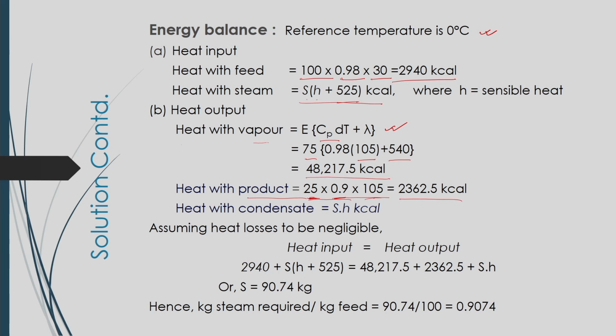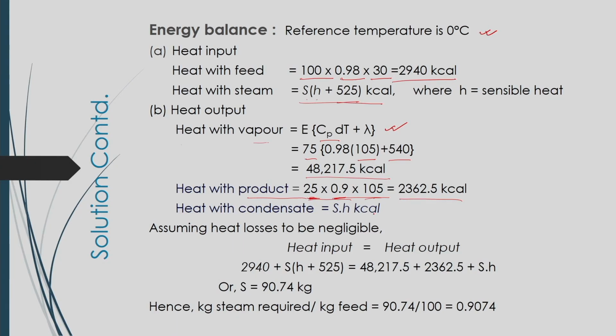Similarly, the heat with condensate also has to be calculated. Here, condensate is simply the vapor converted into condensing form. For that you need some heat of condensation, which will be equal to H. So, S dot H will be the total amount of heat with condensate. Assuming heat losses to be negligible, all the heat will be utilized, so heat input will be equal to heat output.